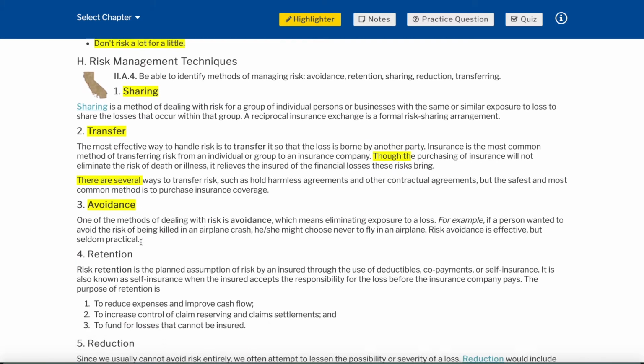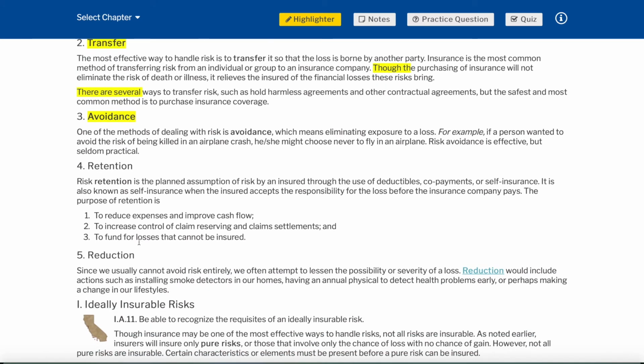3. Avoidance. One of the methods of dealing with risk is avoidance, which means eliminating exposure to a loss. For example, if a person wanted to avoid the risk of being killed in an airplane crash, she might choose never to fly in an airplane. Risk avoidance is effective but seldom practical.